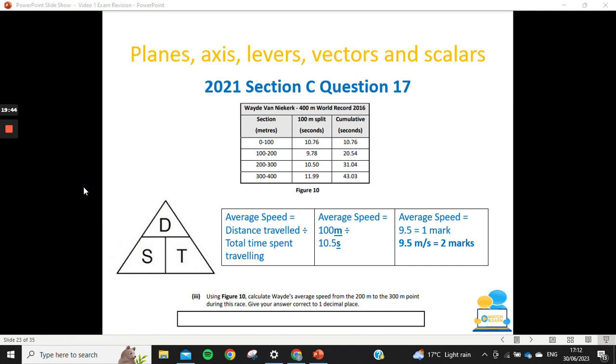It's important to note that in this examination in the marking scheme, if you gave 9.5 as an answer, just a number, you got 1 mark. But if you gave 9.5 meters per second, which is the number and also the unit, you got the full marks. So you got the 2 marks in the question. So it's important to include the units as well as the values when you're doing these questions.